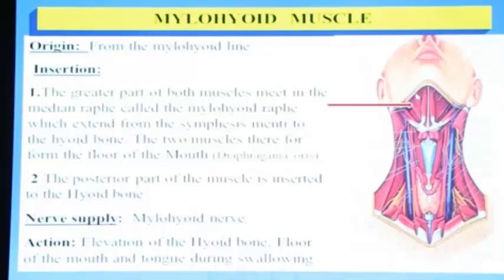So this is the mylohyoid muscle coming from the mylohyoid line and inserted in the midline, here known as the mylohyoid raphe. The two muscles therefore form the floor of the mouth, known as the diaphragma oris. The posterior part of the muscle is inserted to the hyoid bone. Nerve supply: mylohyoid nerve. Action: elevation of the hyoid bone, floor of the mouth and tongue during deglutition.